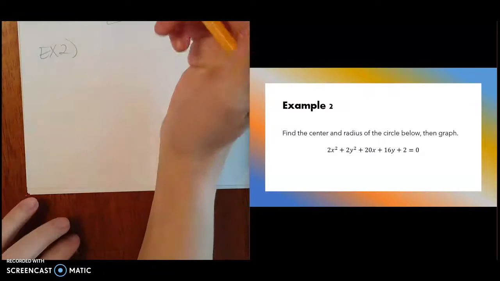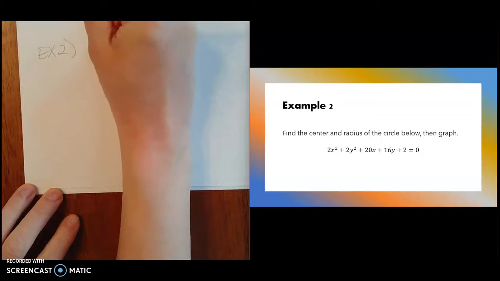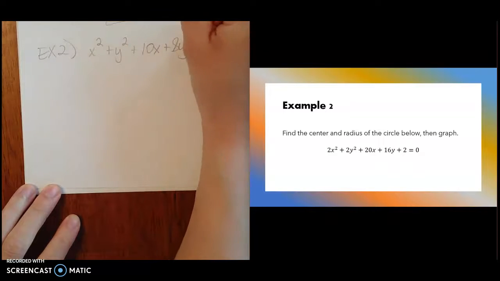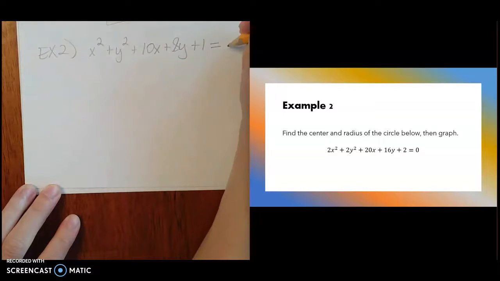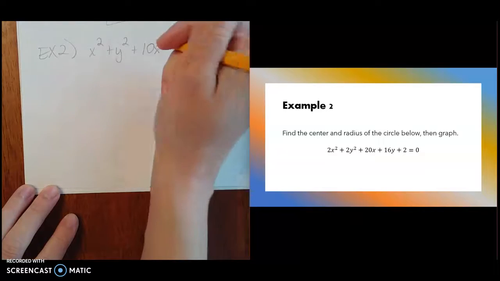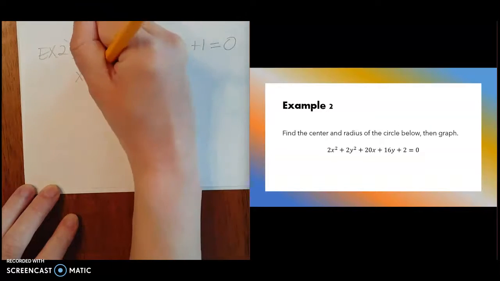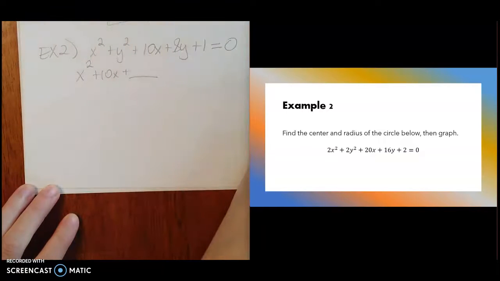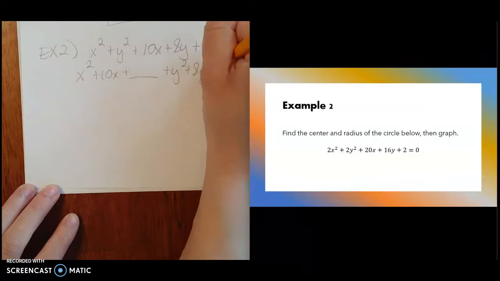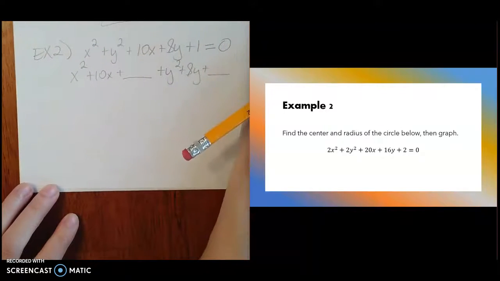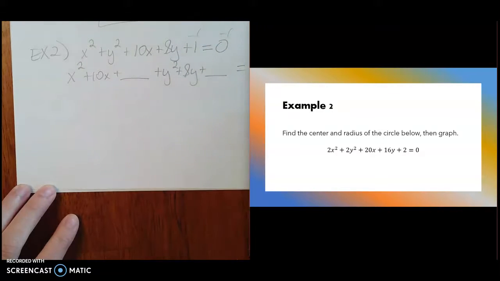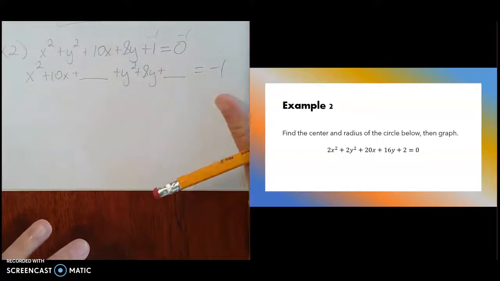So if I divide both sides by 2, I'm going to have an x squared plus y squared plus 10x plus 8y plus 1, and 0 divided by 2 is 0. Okay? Now I'm starting out pretty similar to example 1. So I'm going to put my x's together, x squared plus 10x, and I'm just going to leave a little plus blank so I can complete the square. Put my y's together, I'm going to have a plus y squared plus 8y, and then I'm also going to have a plus blank so I have space to complete the square. And then this little plus 1 right here, I'm just going to subtract 1 from both sides to get it on the other side so that we're kind of gearing up for the radius.